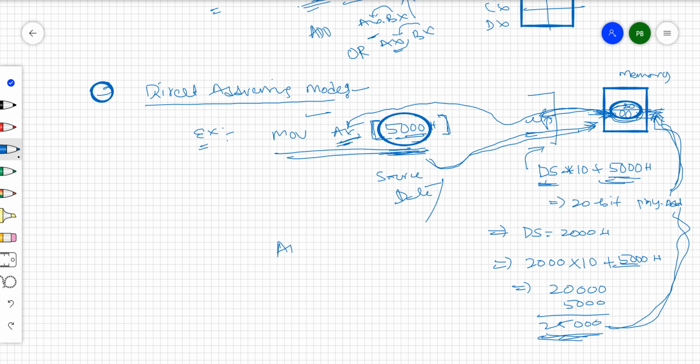In a similar way, if you write add with carry, AL comma 5000H, what will happen? In the same way, the 20-bit physical address is going to be calculated. The data at the selected memory location is going to be added to the AL, and the result is going to be stored in the AL only, with carry. So in this process, for the source data, it is directly accessing one location by calculating the 20-bit physical address.